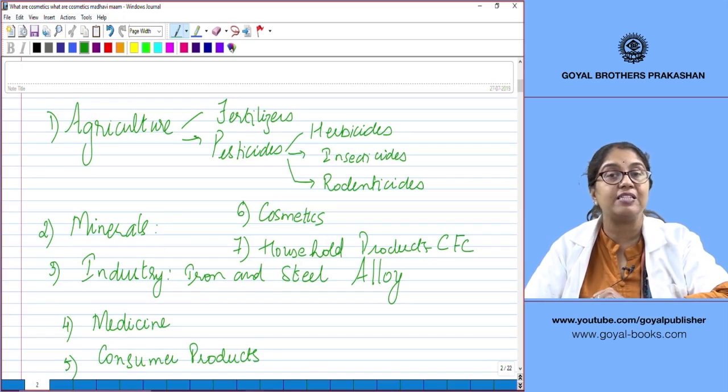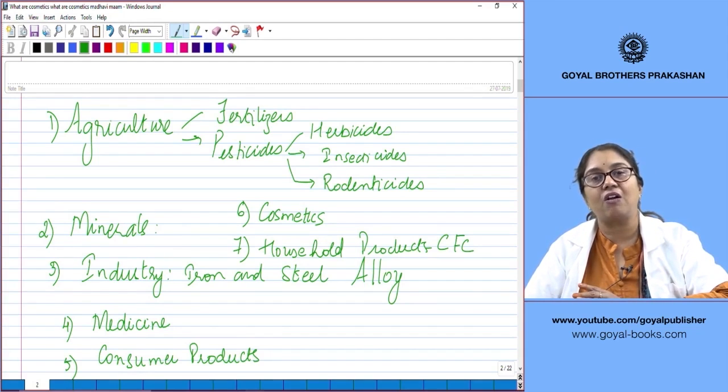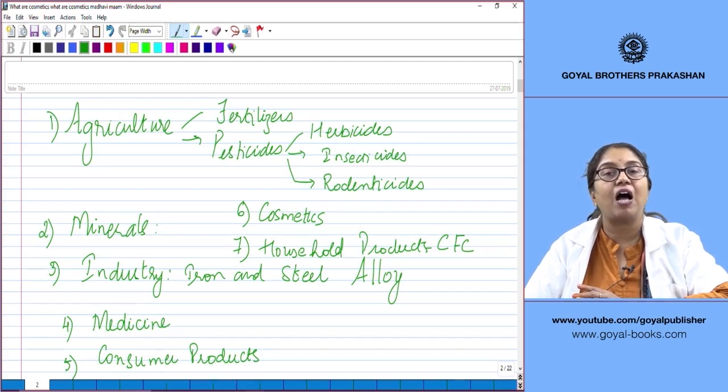You know, ozone is an important layer. It's like an umbrella which protects us from the harmful rays of the sun. If these harmful rays of the sun reach us, then a number of diseases will be caused in us, like cancer, skin diseases and all. So this ozone layer, which is present in the stratosphere of the atmosphere, protects us from the harmful ultraviolet rays of the sun. So the ozone layer is a naturally formed layer.